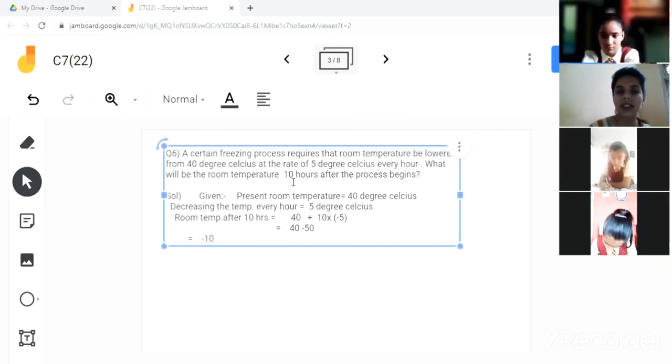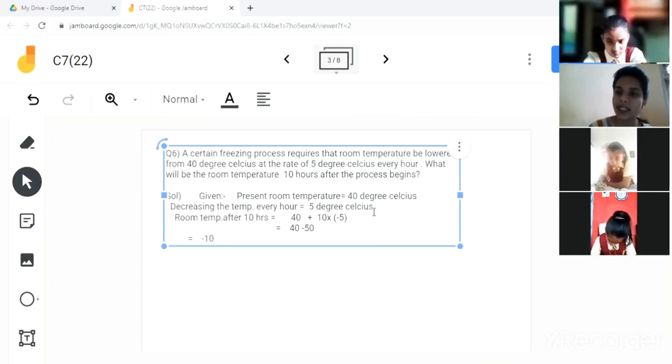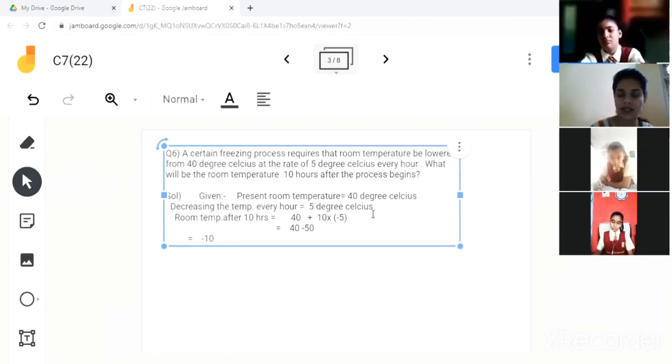Understood, children? Because in the beginning it was 40 degrees Celsius and each hour it decreases by 5 degrees Celsius. So they are asking what will be the room temperature after 10 hours. So 10 multiplied by minus 5. Why minus 5, children? Because a decrease of temperature we represent by a negative sign and an increase of temperature we represent by a positive sign. That's why our answer will be minus 10. Understood?